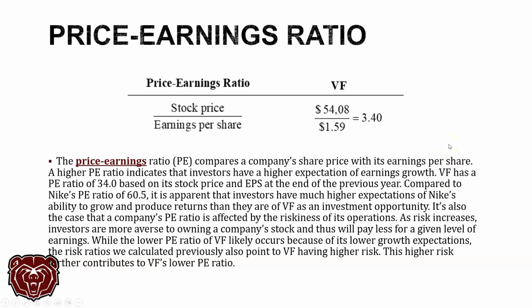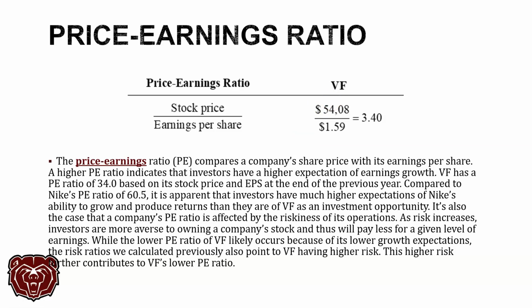And then we have the price to earnings ratio. This is the last one we're going to talk about. This is your PE ratio, your price to earnings ratio. It compares the share price of the company with its earnings per share. If you remember, earnings per share is that number we calculated in the income statement at the very end, right under net income, right? Your EPS is your net income divided by the number of shares outstanding. And that gives you your earnings per share.